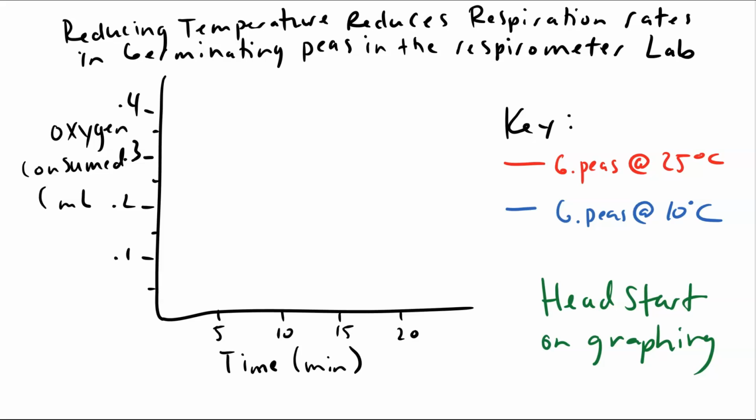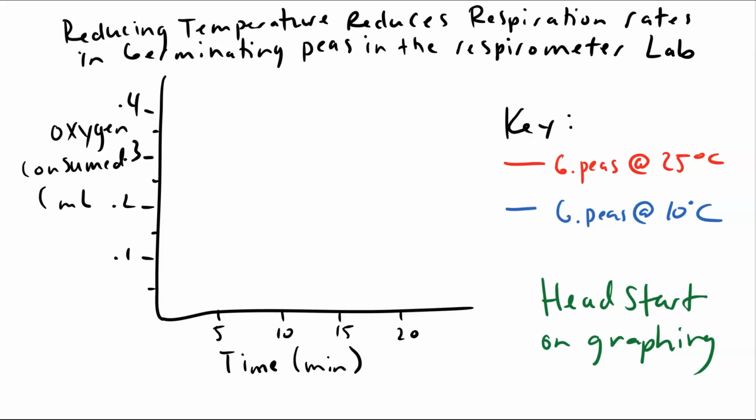Okay, so on the y-axis, we're going to plot our dependent variable, which is oxygen consumed in milliliters. So 0.2, 0.1, 0.2, 0.3, 0.4. Okay, and then on the x-axis, we're going to examine the experiment over time. Okay, so you should come up with two lines here.